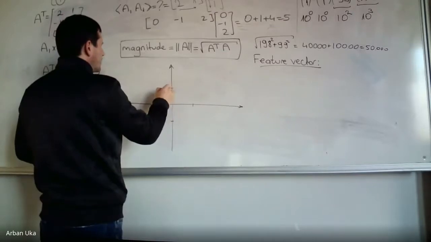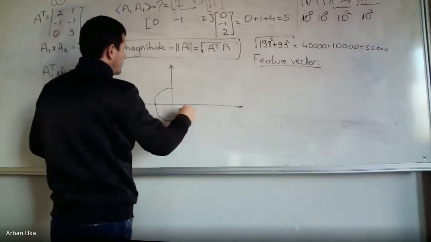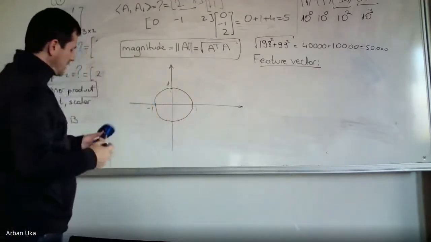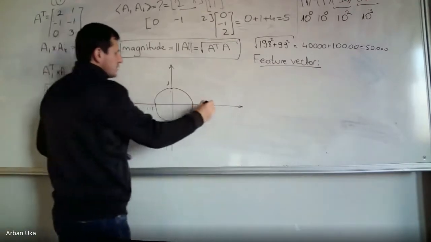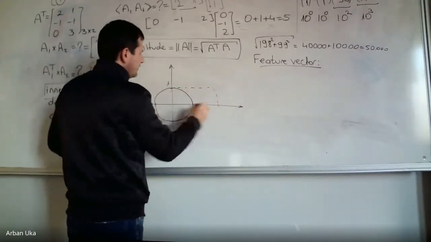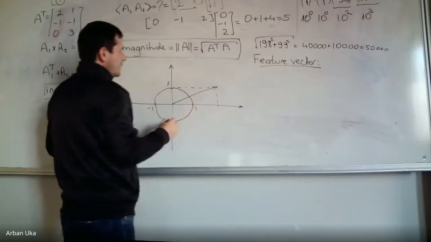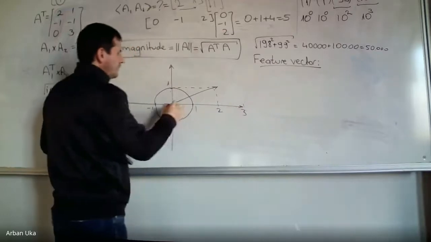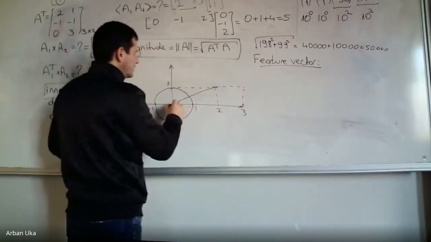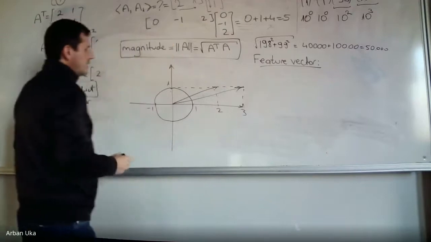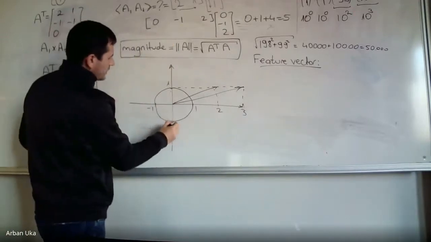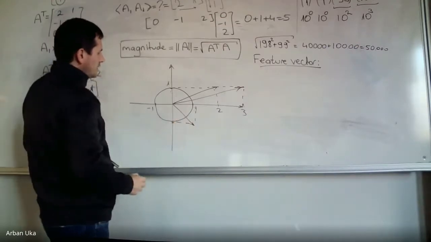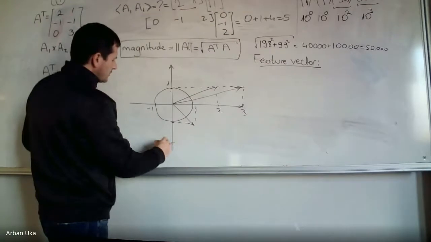So let's assume that we have a circle with radius 1. This is 1, and minus 1. Then we have a vector which is 2, 1, which is somewhere here. We have another vector located at 3, 1, which is around here. Then we have another vector which is 1, minus 1, which is this vector here. And we can have 1, minus 2.